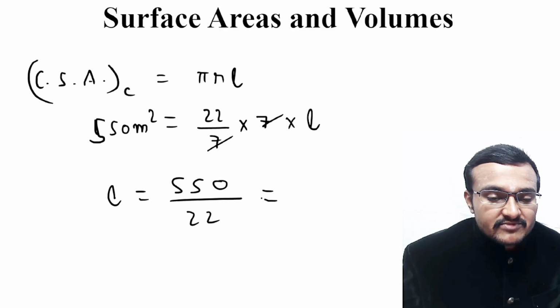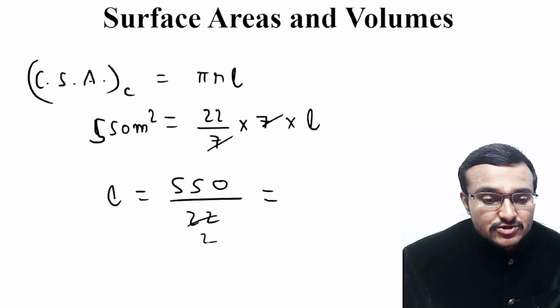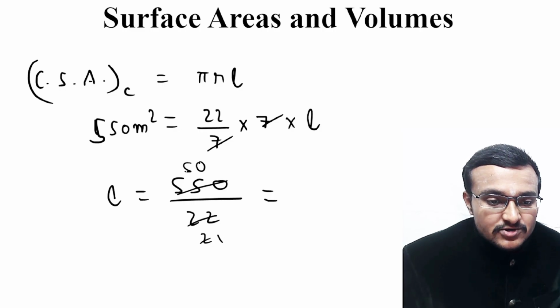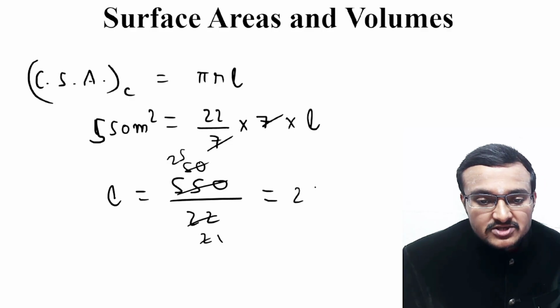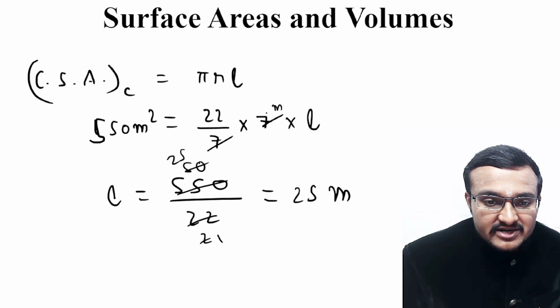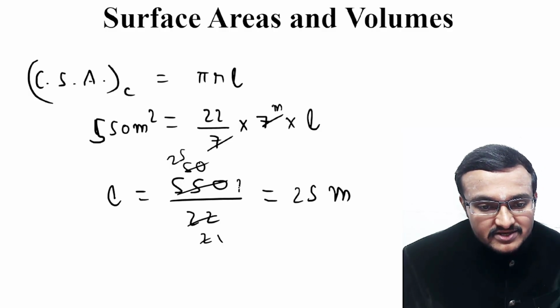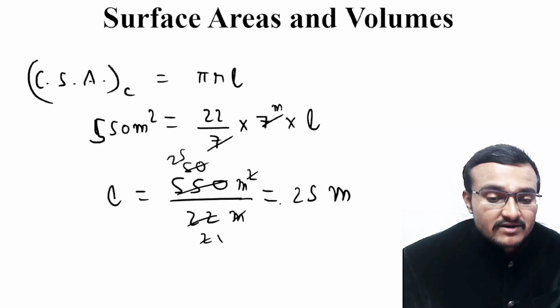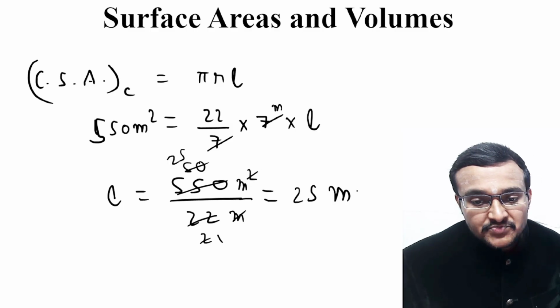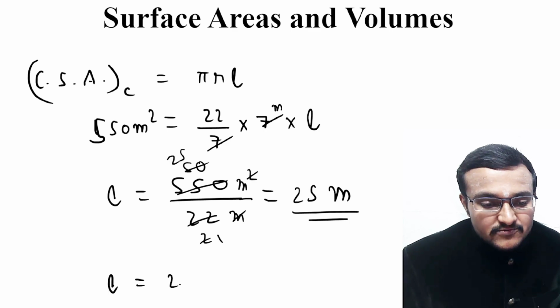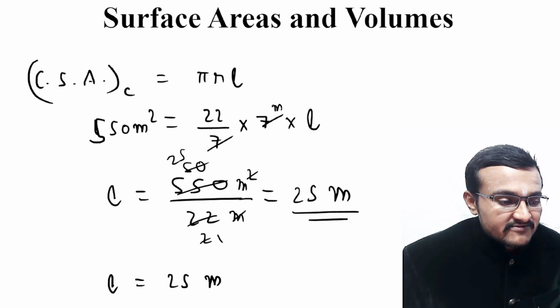So 550 divided by 22 will be, here 11 2s are 22, 11 5s are 55, 0. So 2 1s are 2, 2 25s are 50. So 25 meter, because here the radius is 7 meter. So 22 and meter also you have to bring to the other side. So in the numerator it will be meter square, in the denominator it will be meter. So meter and 1 meter gets cancelled with each other. So 1 meter will be remaining. So 25 meter is the L value. So now we have got L as 25 meter.